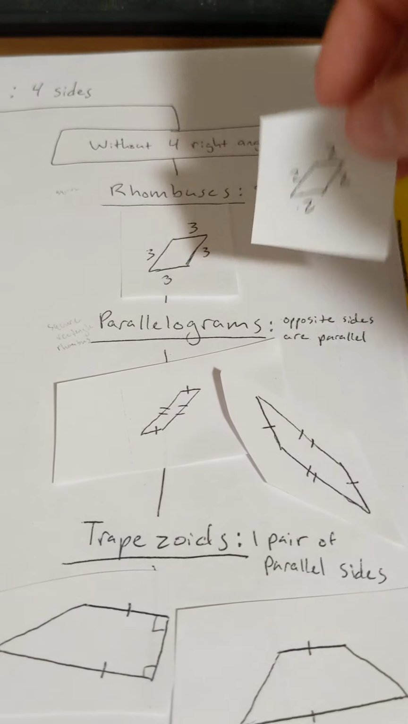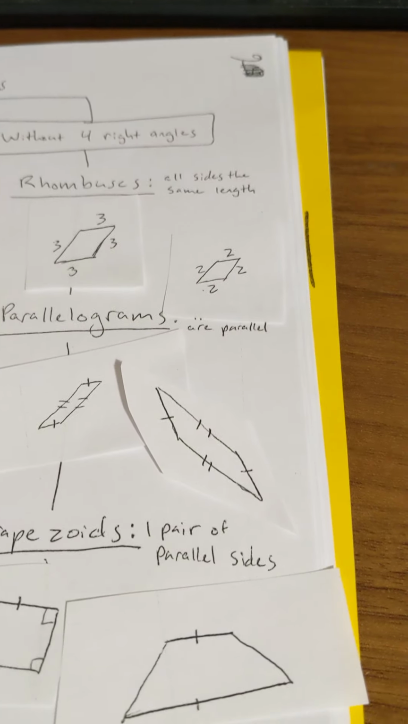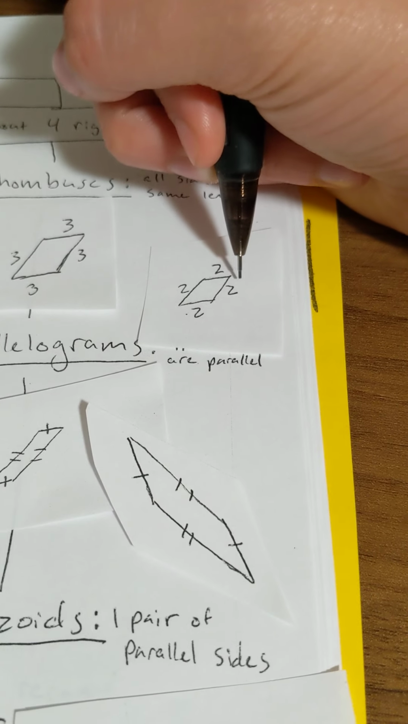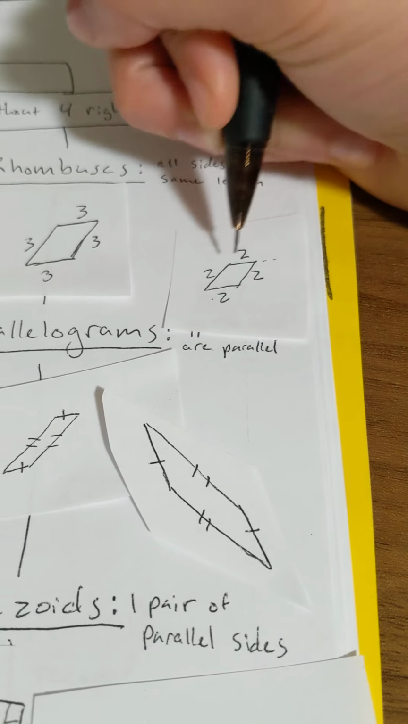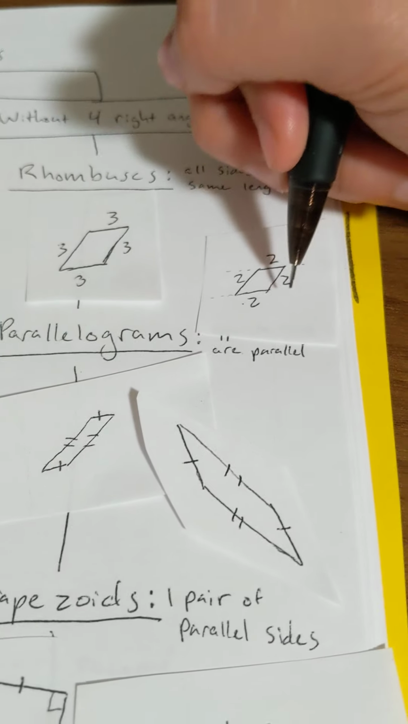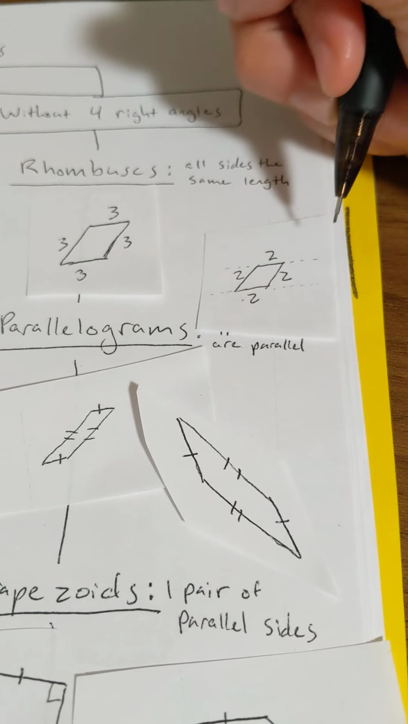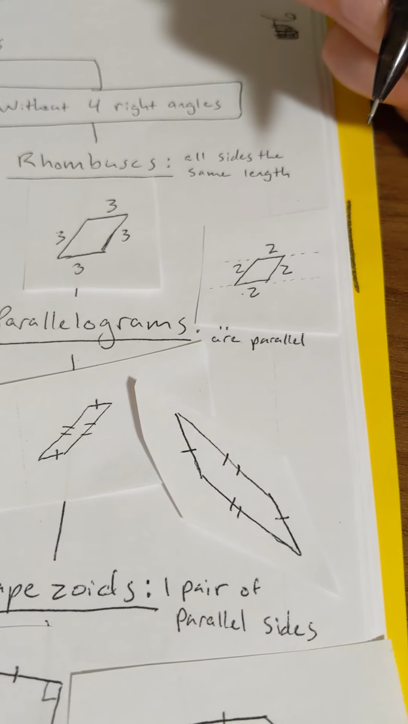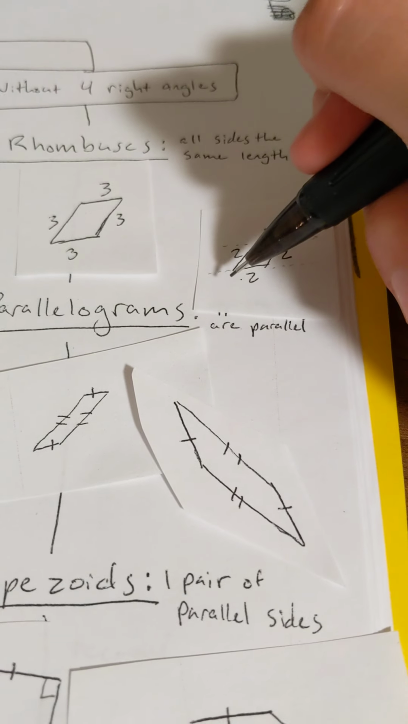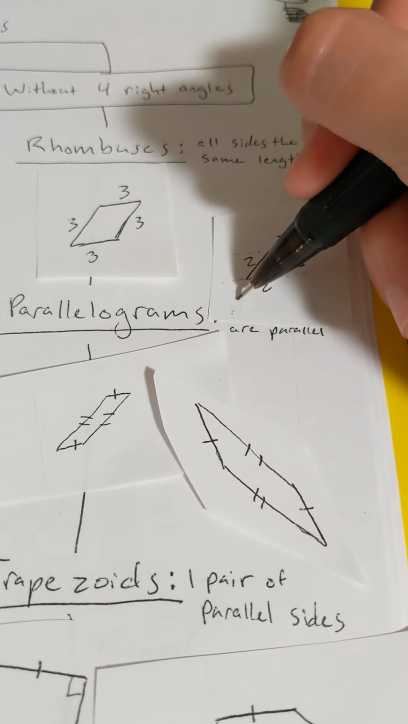Okay, let's see. Parallelograms, opposite sides are parallel. And I didn't draw parallel lines, but we can look and see, do these look like they're getting closer or farther away from each other, the top and the bottom lines? No. What about the left and right ones? Sorry, you guys, I'm trying to make it dark with one hand.